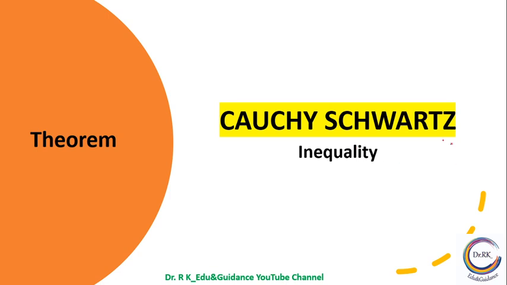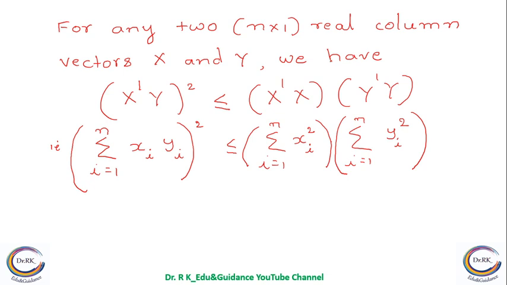So next is the Cauchy-Schwartz inequality. One of the popular inequalities when we study inner product spaces. In functional analysis, in inner product spaces, this is one of the popular inequalities, the Cauchy-Schwartz inequality. So what this inequality says is, consider two real column vectors x and y. Then x transpose y whole square is less than or equal to x transpose x into y transpose y.